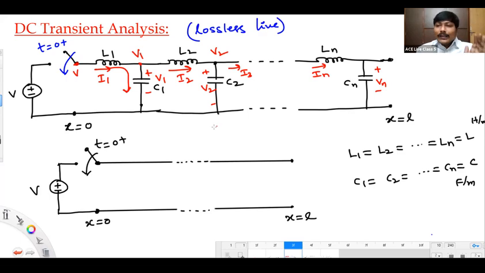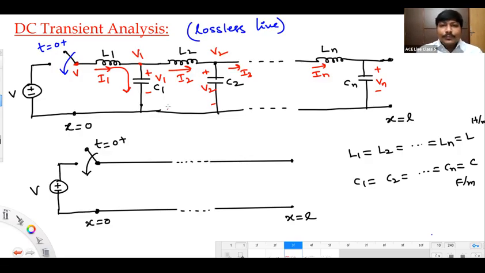Like this, the voltage and currents are continuously changing on the transmission line wire once after closing the switch. All of you getting this one?